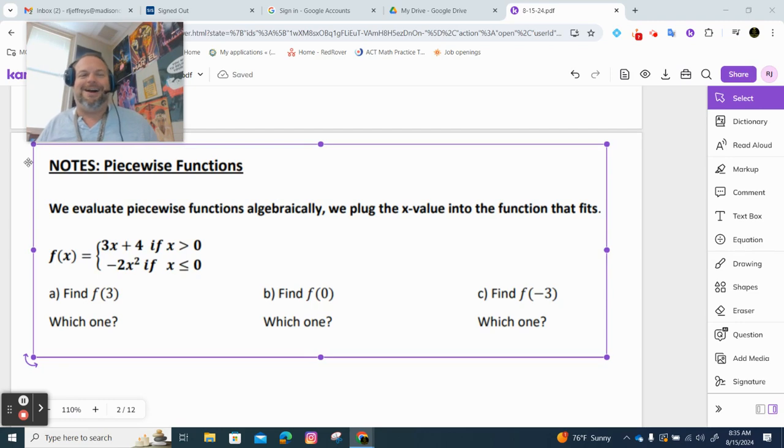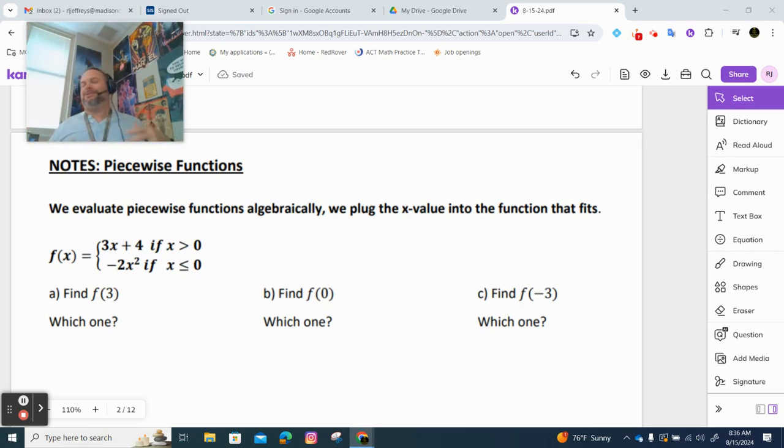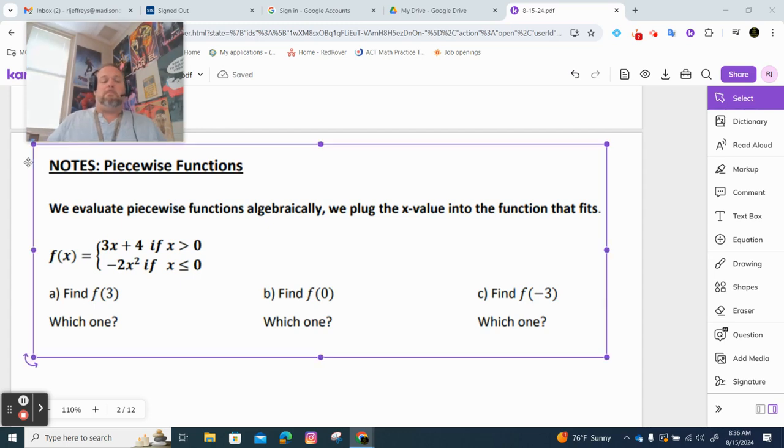All right, piecewise functions. I'm going to be honest, I don't know where in the real world these are used. But I do know that in the real world, if you follow the rule, you're going to get something right.